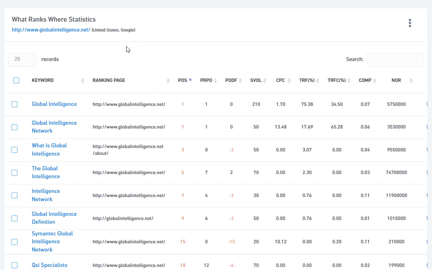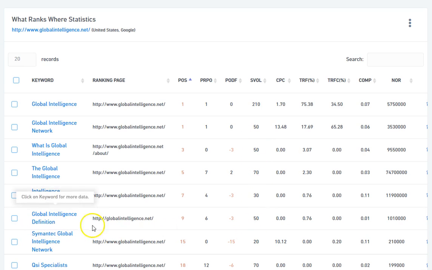Next on here, I pulled what the website's ranking for. So of course, Global Intelligence, because that's the name of the site. Global Intelligence Network, also because it's the name of the site and it's titled that. What is Global Intelligence? You can see on here the search volume of those keywords. So Global Intelligence is 210, and you can see the different variations here.